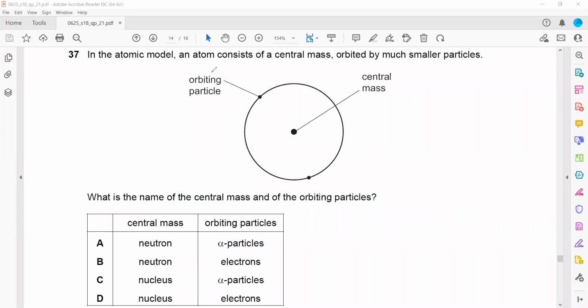So in the atomic model, an atom consists of a central mass orbited by a much smaller particle. So there's an orbiting particle and the central mass is there. What is the name of the central mass and the orbiting particle?